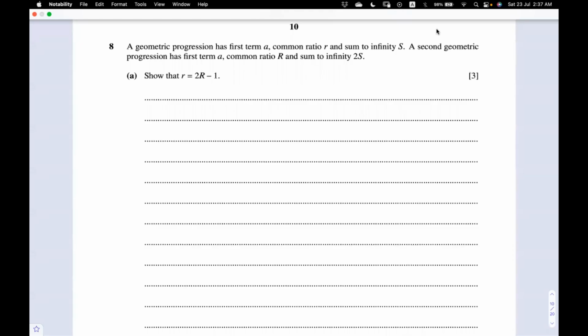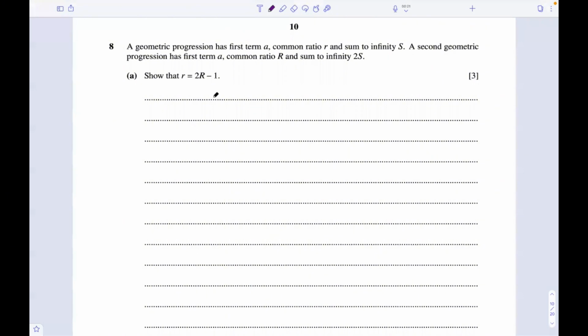Question number 8. It says that a geometric progression has first term A, common ratio r, and sum to infinity S. A second geometric progression has first term A, common ratio capital R, and sum to infinity 2S. So we have to prove that r is equal to 2R minus 1.